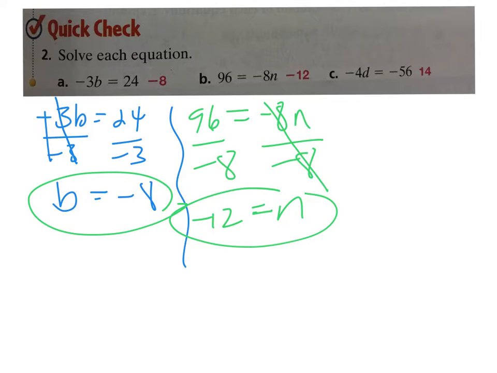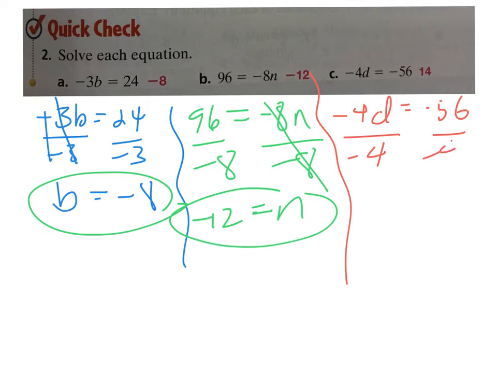And then finally, our example C here, we have negative 4d equals negative 56. And again, dividing both sides by whatever's attached to the variable, divided by negative 4. And d equals, now negative divided by negative is positive, so it's a positive 14 this time.